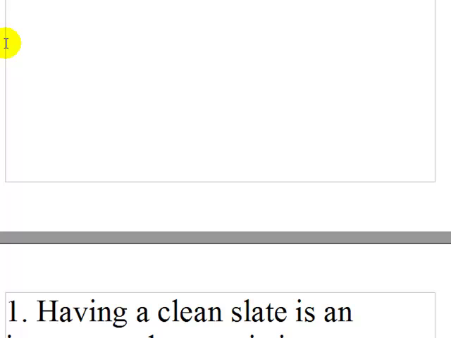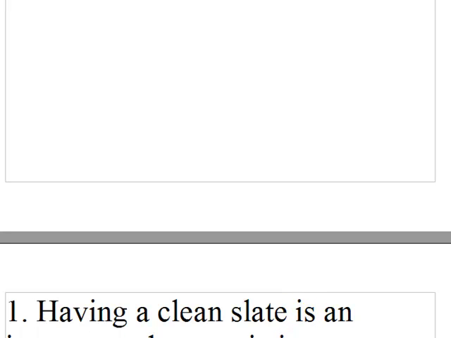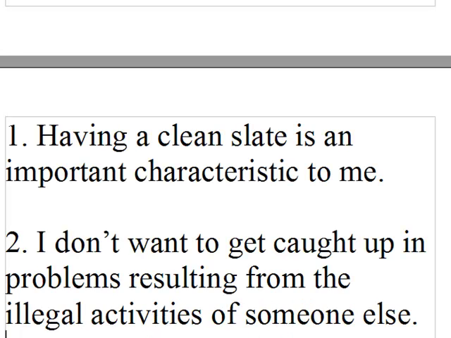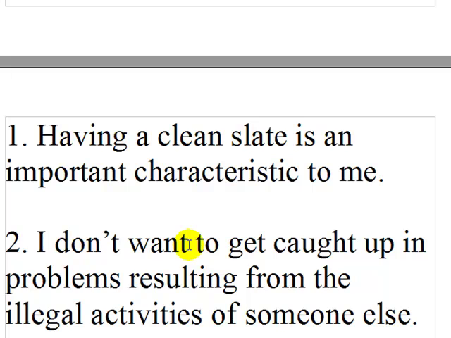Now let's break this down into the different sentences. The first one, having a clean slate is an important characteristic to me. That's a simple sentence. Why? Because it has a subject. Having a clean slate is a gerund phrase, and the verb is. That's a simple sentence. The next one. I don't want to get caught up in problems resulting from the illegal activities of someone else. Your subject here is I. The verb is do want, and not is an adverb. So this is also a simple sentence.